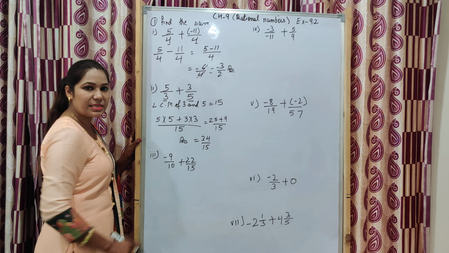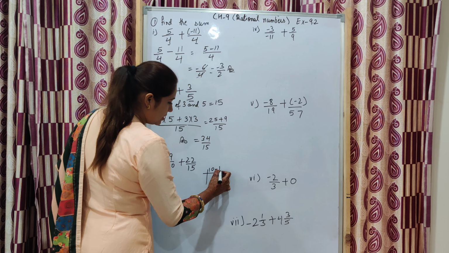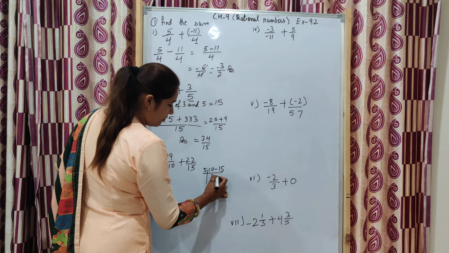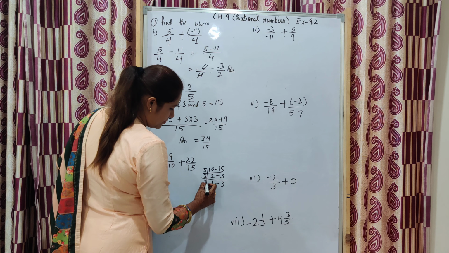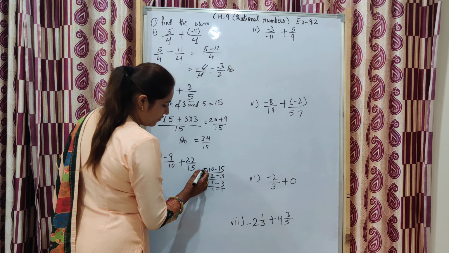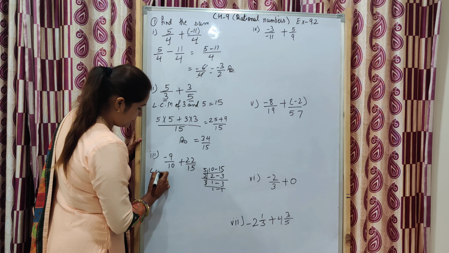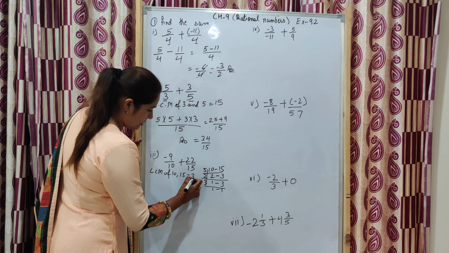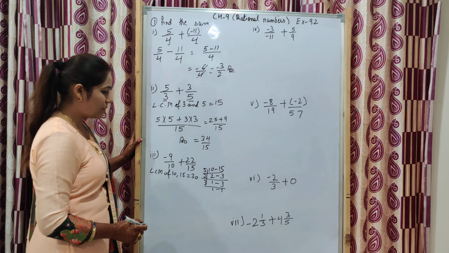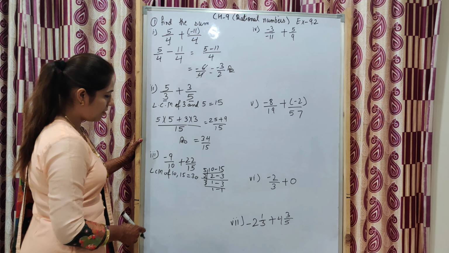Again we will take the LCM of 10 and 15. I am showing you the LCM of 10 and 15 on the table of 5. So 5 twos are 10, 10 into 3, 30. So the LCM of 10 and 15 is 30. LCM is 30. So minus 9 upon 10 plus 22 upon 15.